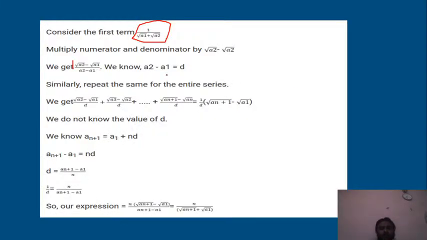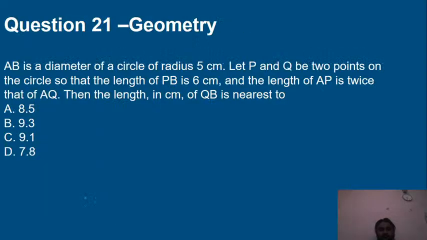Okay, and now we know that a2 minus a1 is equal to d. Simply we relate the value for the entire series, we get an plus 1 plus a1 plus nd, it is an AP. An plus 1 minus a1 is equal to nd, d is equal to this, and then we took out 1 plus d and our expression becomes this. So the answer is 2.